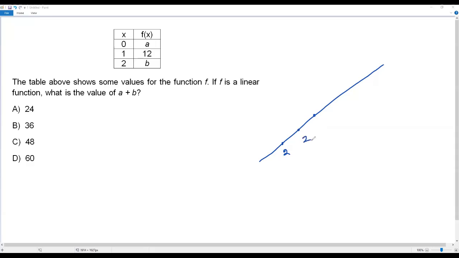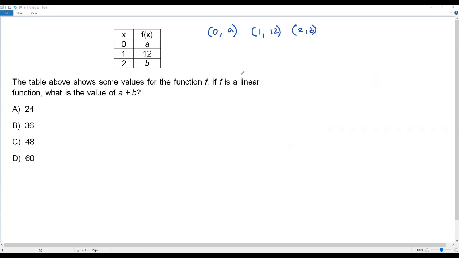The same slope will be there at any point, not only at 2 points or 3 points, but at any point on the line. So the slope of the function will be the same. Whenever a function is linear and I find the slope at any point, it will be the same. Okay, so from the table we have 3 points. The first point is (0, a), the second point is (1, 12), and the third point is (2, b).